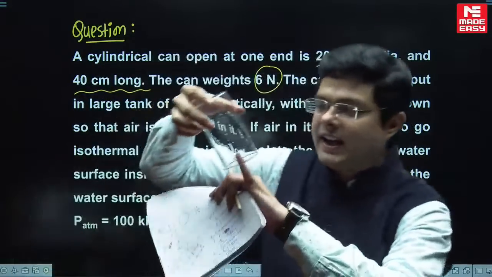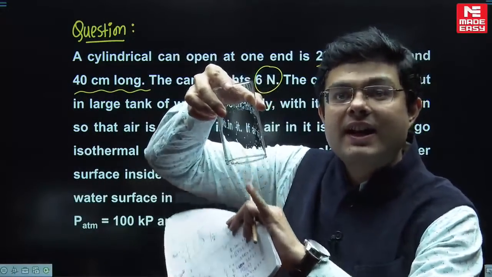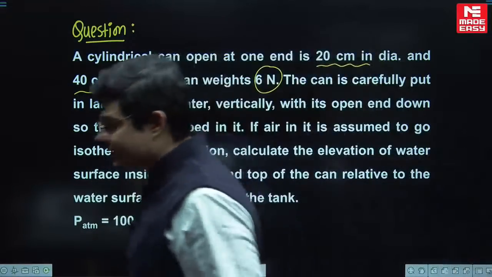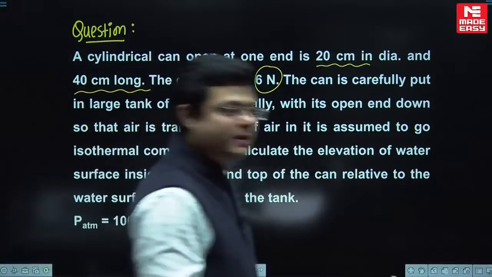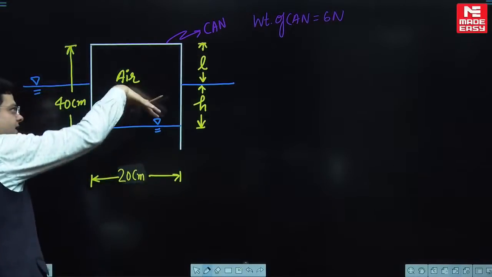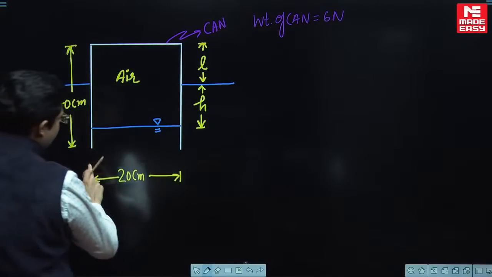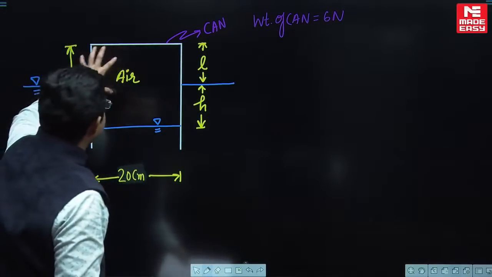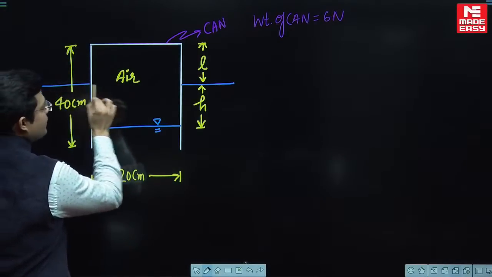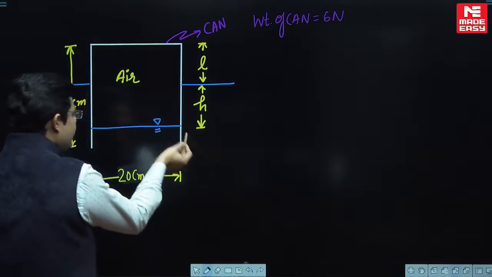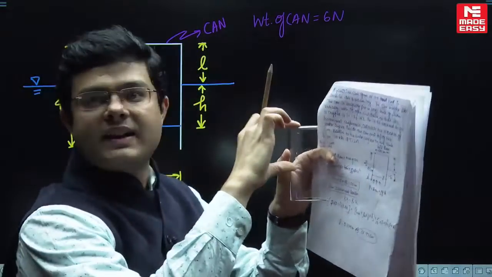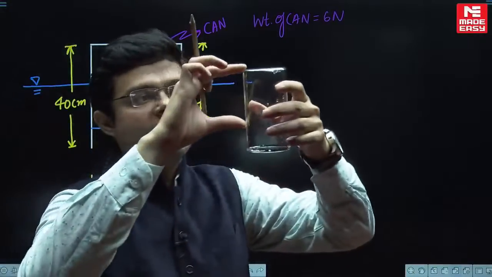Now what will happen is the air which is inside this container is going to get compressed when you put it in. And in the question he is saying that the air is going to get compressed isothermally. Wonderful problem. You have inverted the can. The length of the can is 40 centimeter, diameter is 20 centimeter, and the air inside is getting compressed. Here is the level of the liquid outside the can, and there will be a level of the liquid inside the can, because air is entrapped in between.